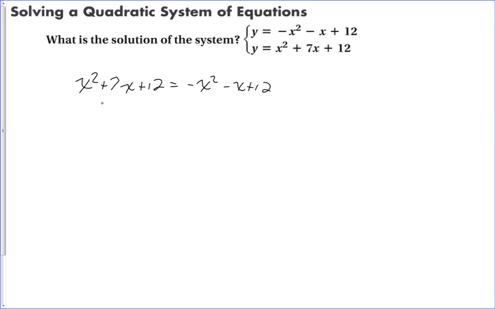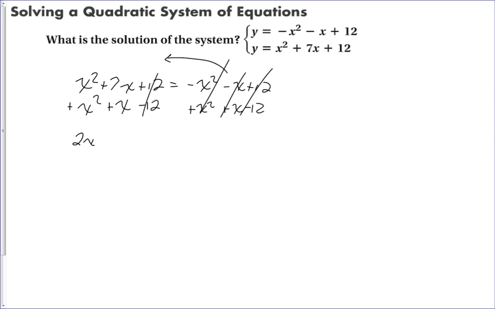Now, we need to get everything over on one side. Since the negative x is here, I'm going to move everything over this way. Add x squared, add x, and minus 12. So that cancels, and we're going to have 2x squared plus 8x equals 0. And now you simply solve for x.